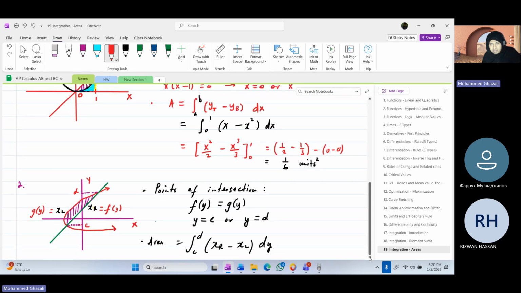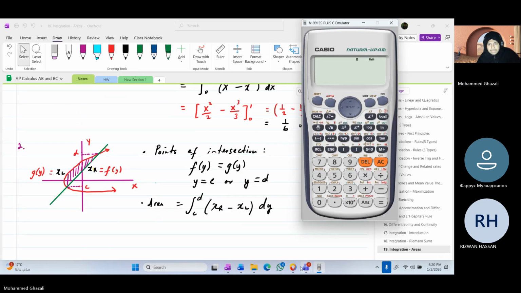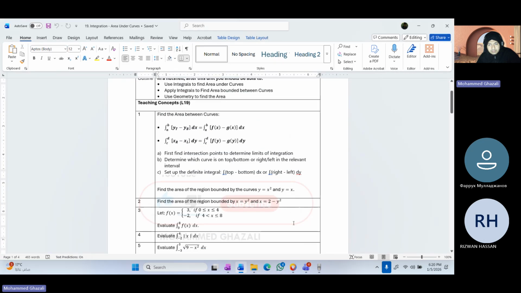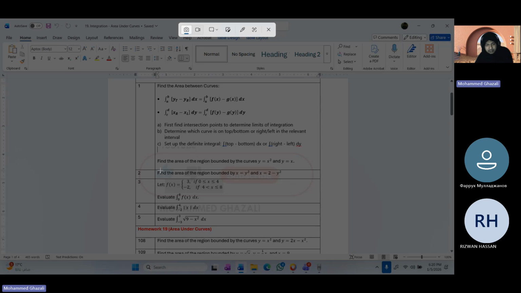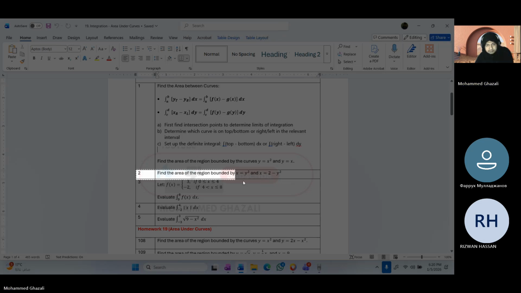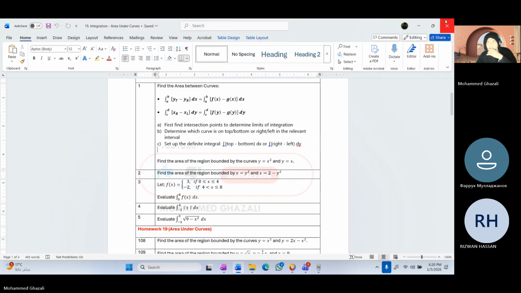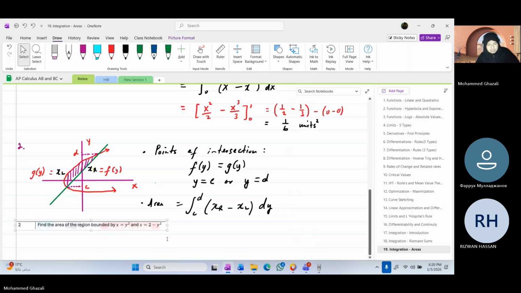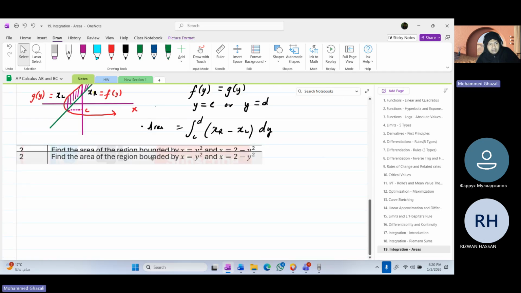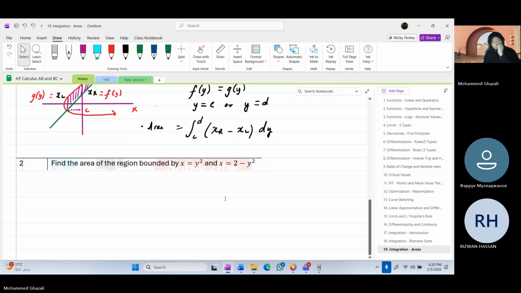Now, let's take an example of the second type. We have an example here. Find the area bounded by something like this. x is equal to y squared.